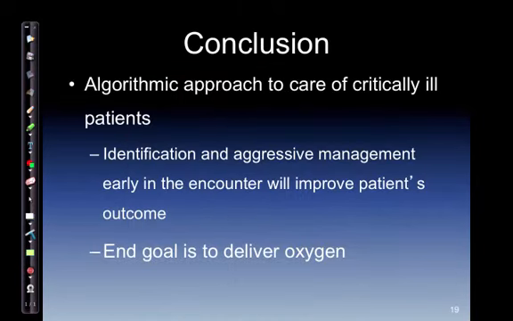In conclusion, an algorithmic approach to the care of the critically ill patient, focusing on the identification and aggressive management of the critically ill patient early in the encounter, will improve the patient's outcome. The end goal in caring for all critically ill patients, regardless of their underlying condition, is to deliver oxygen to the organs and tissues. Maintaining a focus on this goal will help the paramedic be successful in treating the sickest of medical patients.